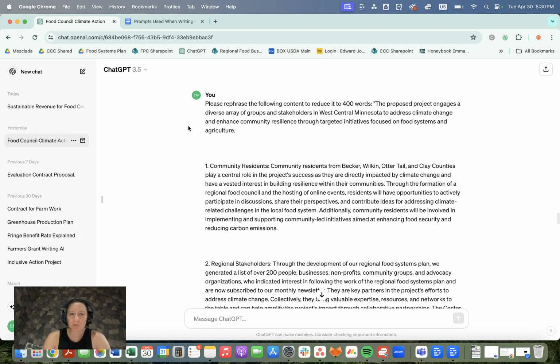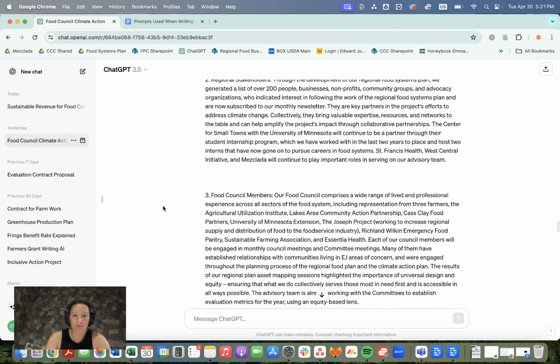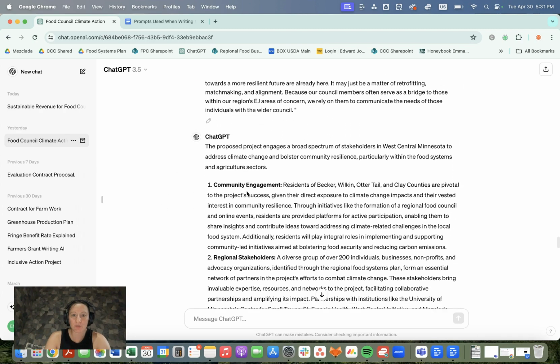The next one I had, please rephrase the following content to reduce it to 400 words. Again, reducing your word count. This can be an awesome tool for that. So that's what I did. And it did a really good job.